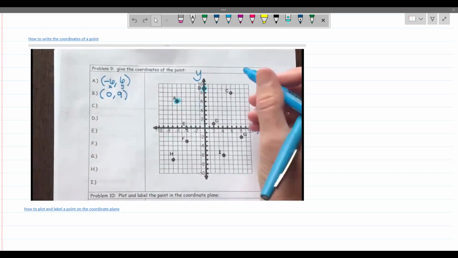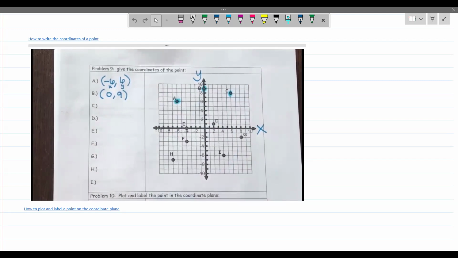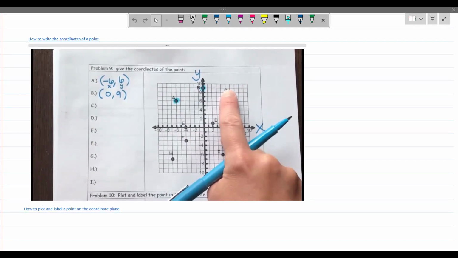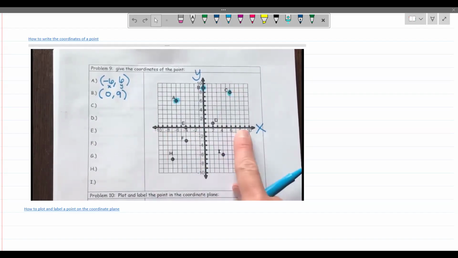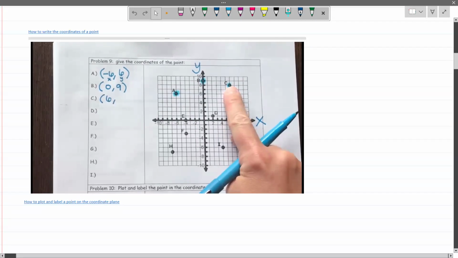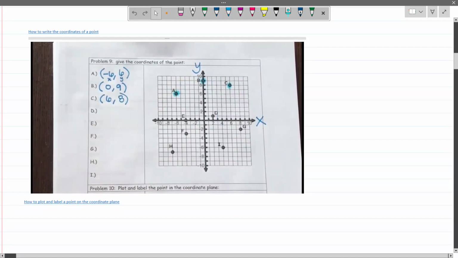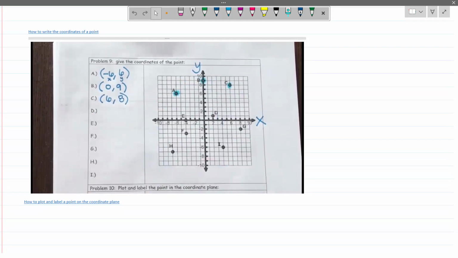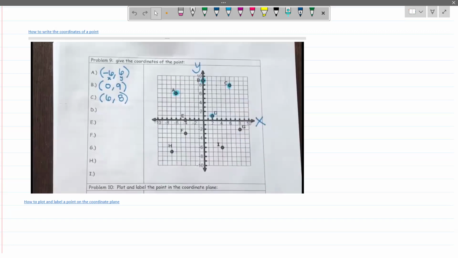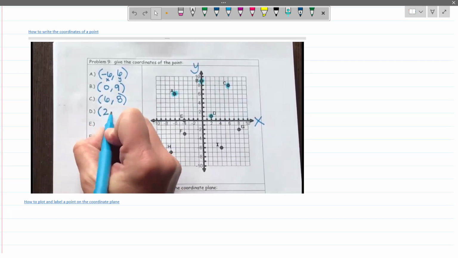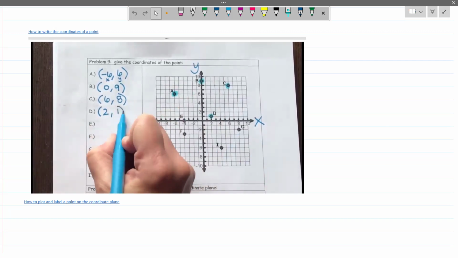Point C is in quadrant 1. And to get to this point from the origin, we went to the right and up. So you always have to go in the x direction first, which is left or right. So we went to the right. How far to the right did we go? We went 6 to the right. And how far up did we go? We went up 8. Then for point D, over here, still in quadrant 1, we went over to the right 2 units. And we went up only 1 unit.